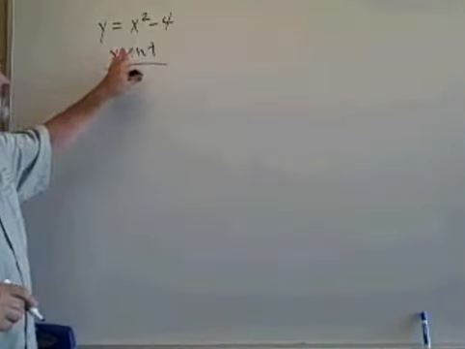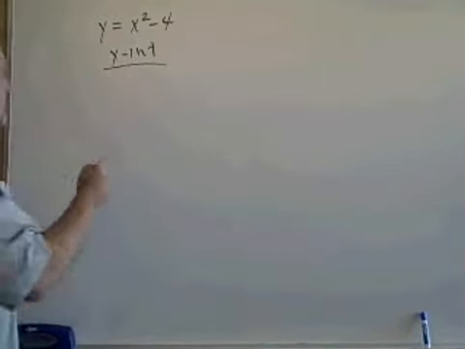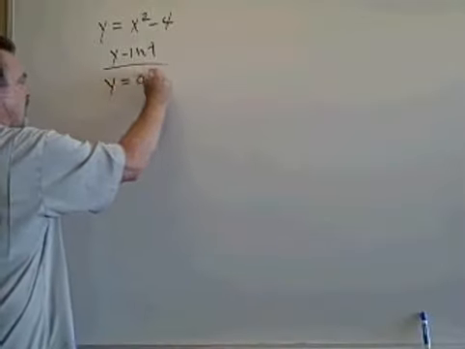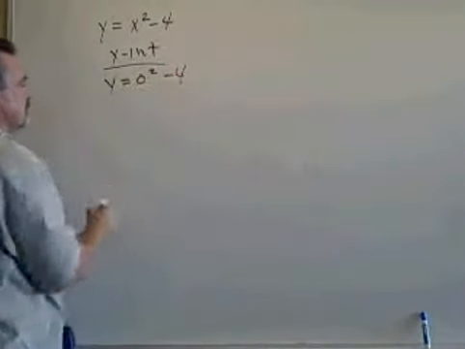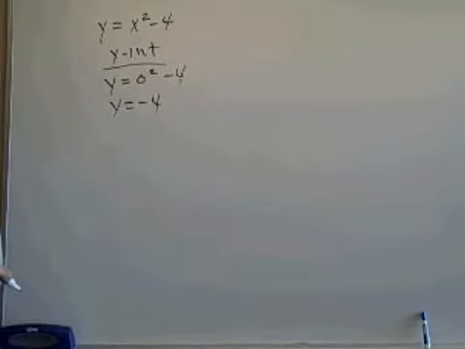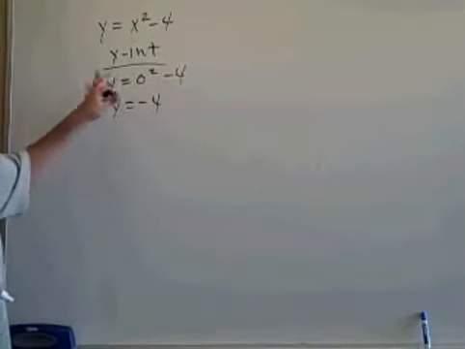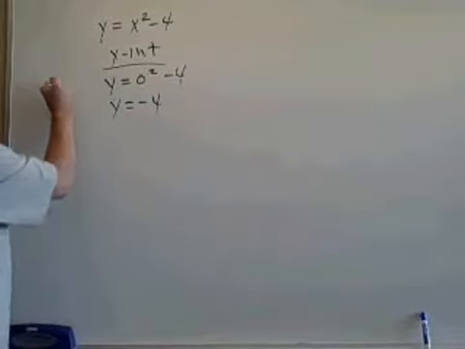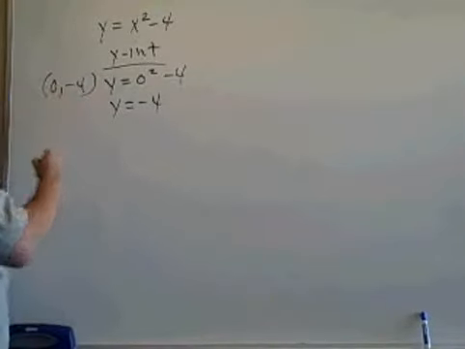We substitute 0 for x and solve the resulting equation for y. And 0 squared is 0, so y equals -4. So the y-intercept of the graph of this equation's solution set is the point (0, -4).